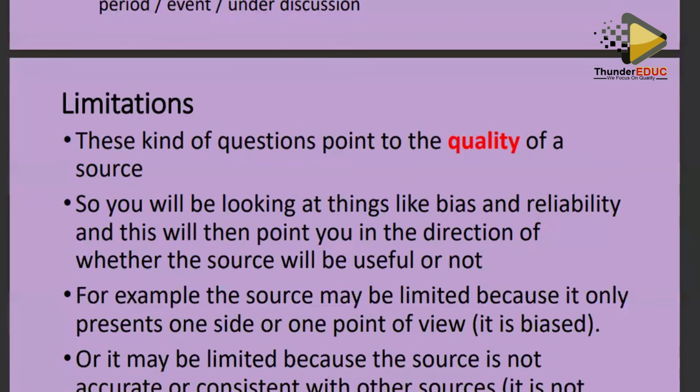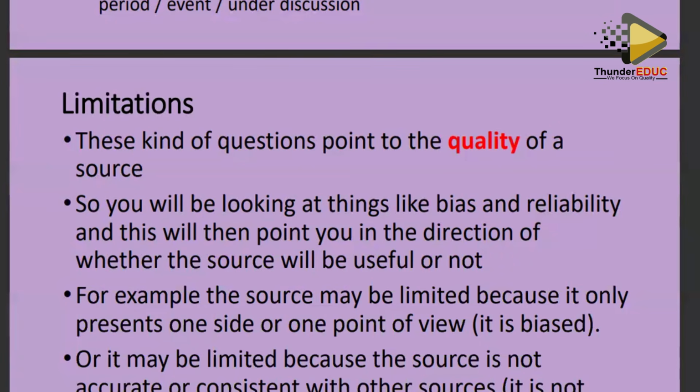And is it providing sufficient information with regard to a historical event that we want to study? So you'll be looking at things like reliability and bias and limitation, and whether that will point you to the usefulness of the source. If a source is not useful, it means it's limited. It's not providing you enough.